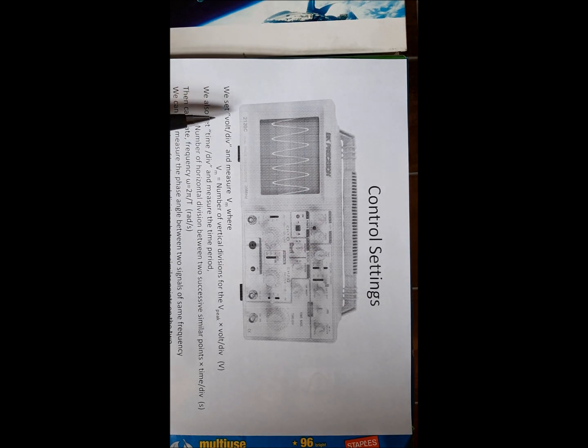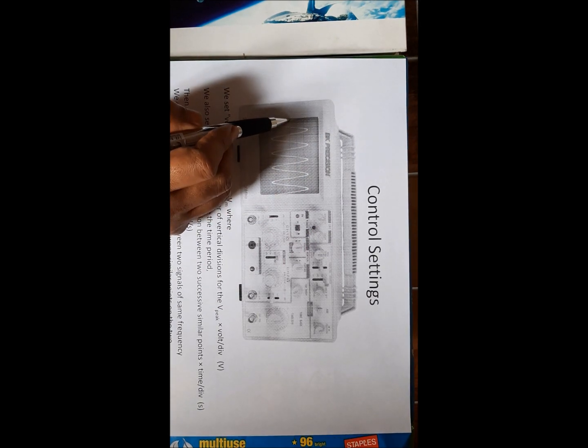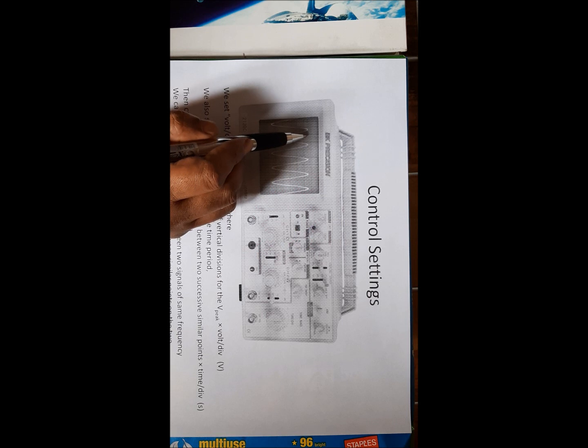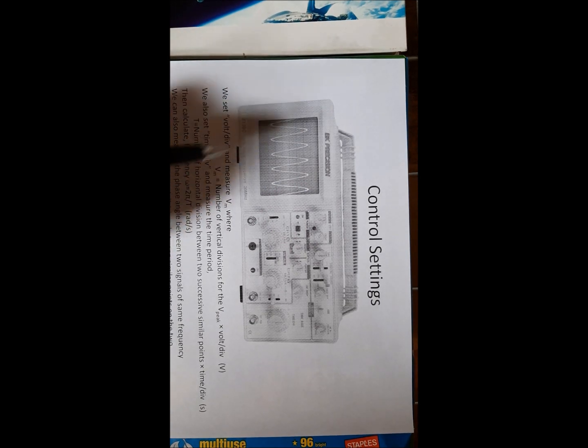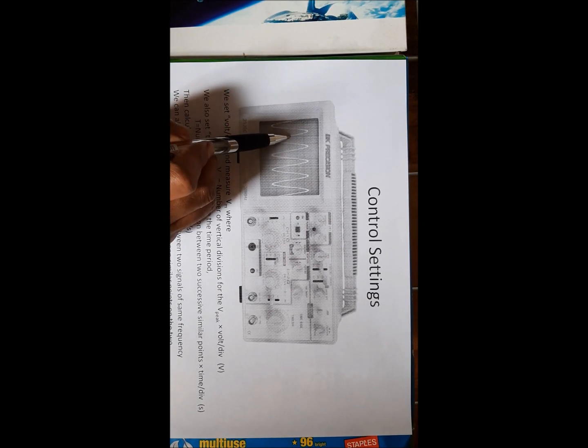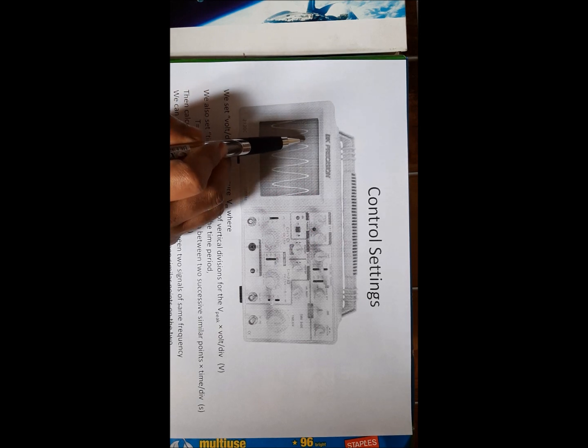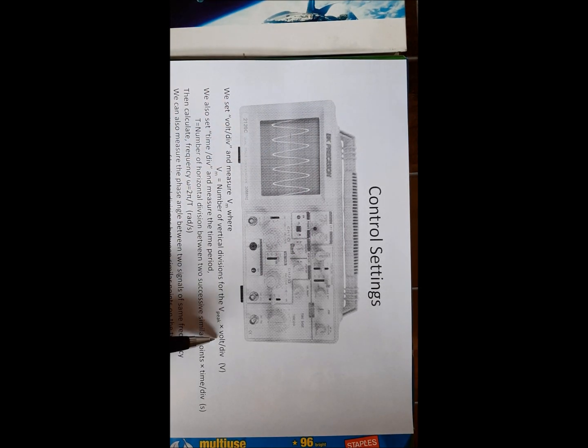If you want to measure Vm, the maximum value of the voltage, you can find the number of vertical divisions for V peak. If you know the center line here, then see how many divisions there are vertically to reach this point. Let's say it is a middle point here, so you see 1, 2 and 2.5. That means there are 2.5 voltage divisions, and per division has this much voltage. So you can find the total voltage.